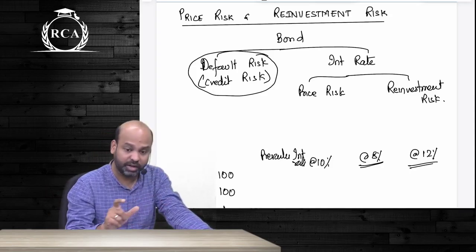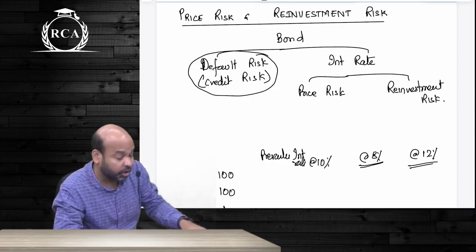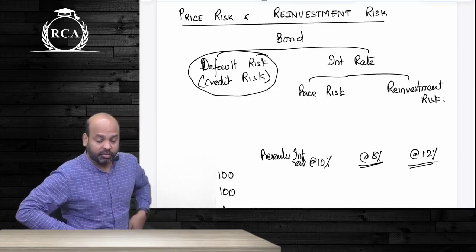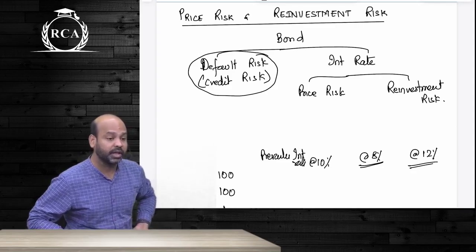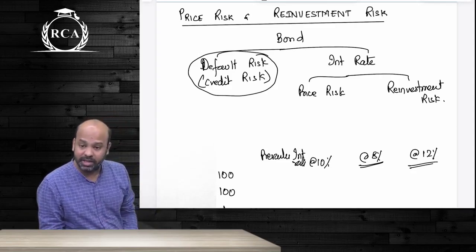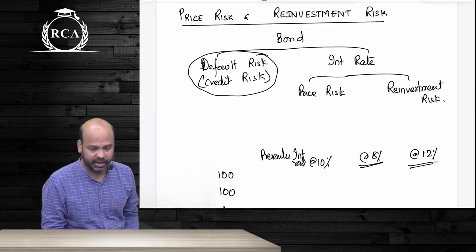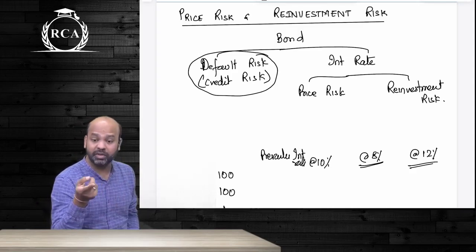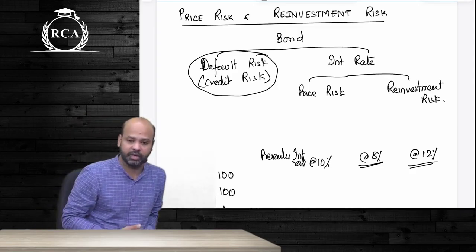Whenever interest rates are changing, guys, it will have an impact on the value of a bond. Interest rate risk is also further segregated into two categories. One is price risk, the other one is reinvestment risk. Price risk is nothing but the impact on the price of a bond on account of change in interest rates, in the opposite direction. If interest rate is increasing, price will decrease. If interest rate is decreasing, price will increase. All right, guys.